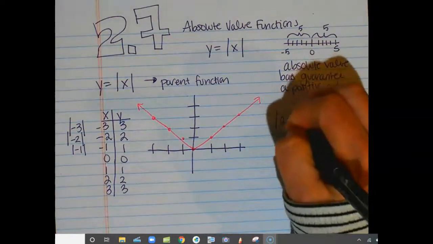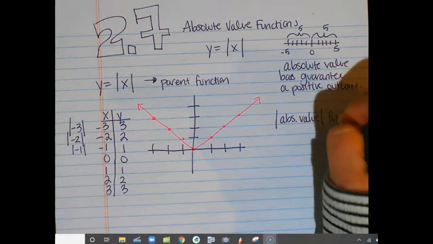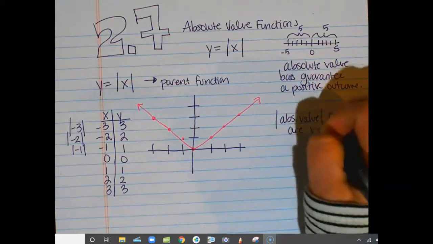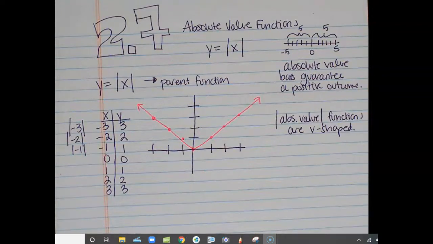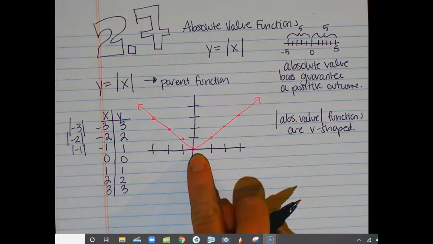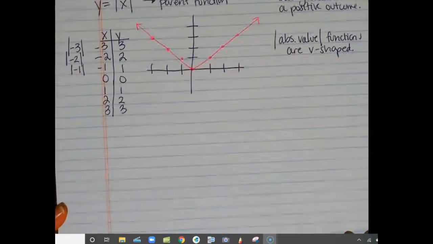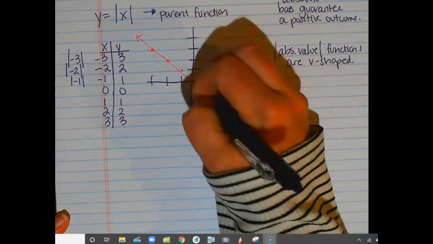So absolute value functions are V-shaped. And we're going to make skinny V's and tall V's, move them around so they don't always have the same starting position here. But let's talk about this one that we have. So this one that's graphed, we're going to call this point the vertex.